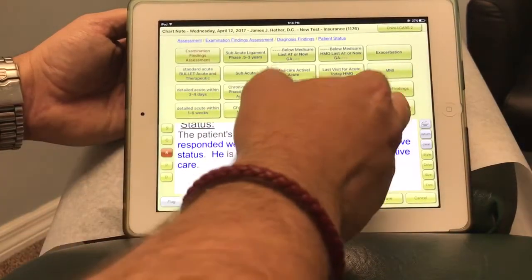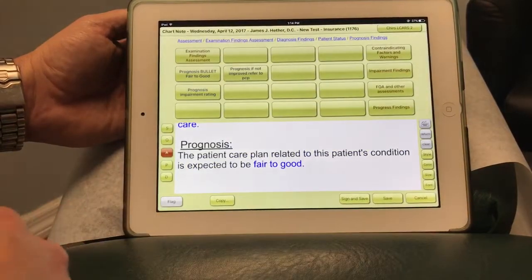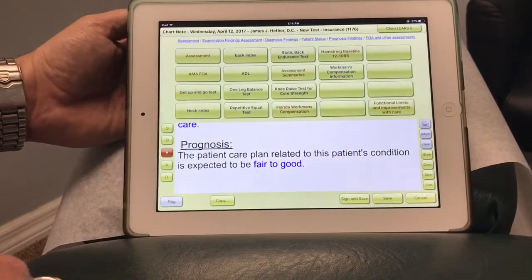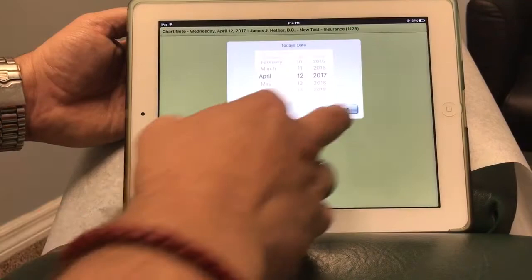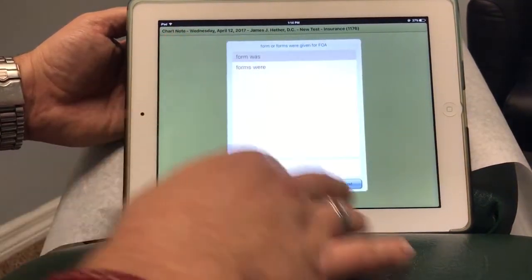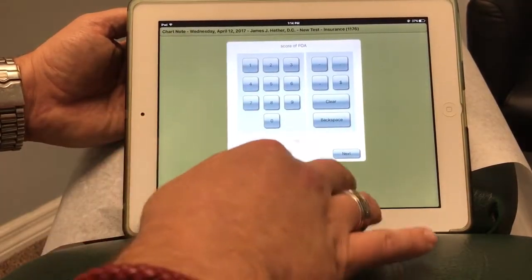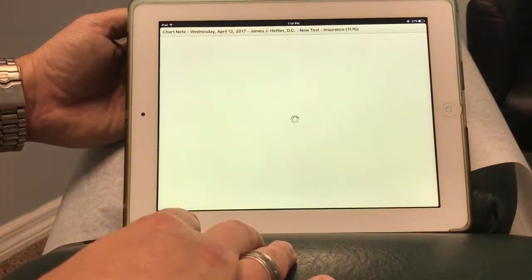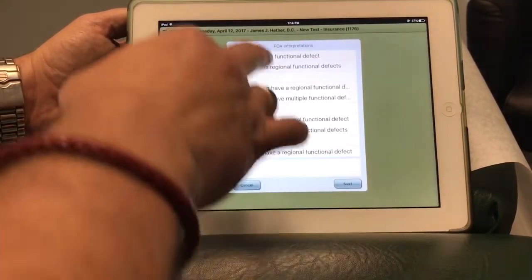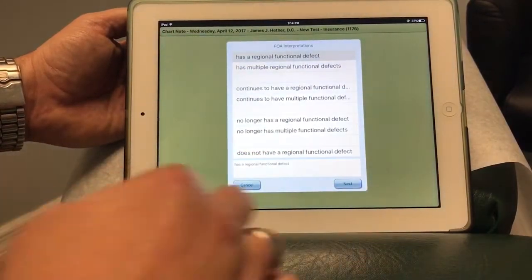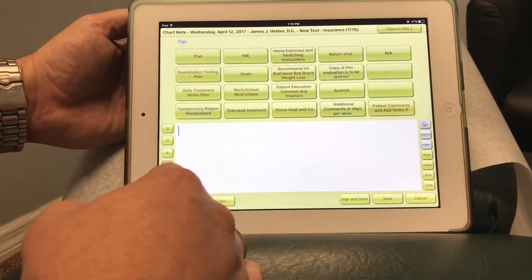From there, under status, we would go into prognosis. The prognosis is going to be good. We can add if there's anything slowing down their care. And we can also have the patient fill out a functional outcome assessment. We're going to use the AMA functional outcome assessment. We date today's date, that they're doing one form, and out of 150 on the cervical chart, they scored 50, meaning it's affecting a third of their life. We've interpreted that the functional outcome assessment determined that they have a regional functional deficit, and that's when we want our goals to reduce that score. From there, we are done with our diagnosis and assessment.